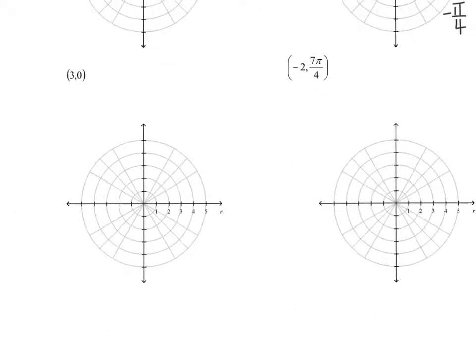Next, we want to graph the point (3, 0). So we start with our theta, which is going to be 0, which is just the origin. I'm not moving anywhere, and then I want to go out a distance of 3. So it'd be on that r axis at 3.